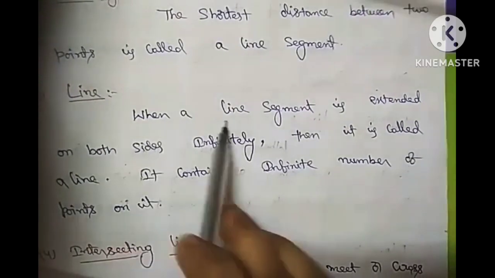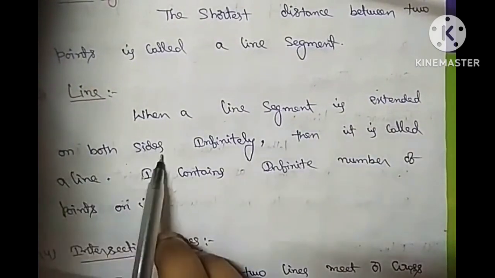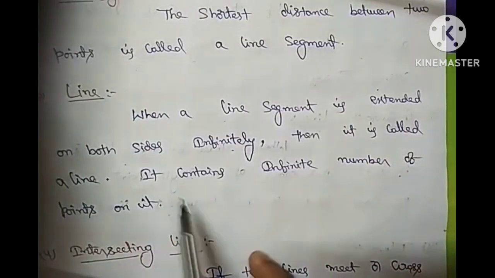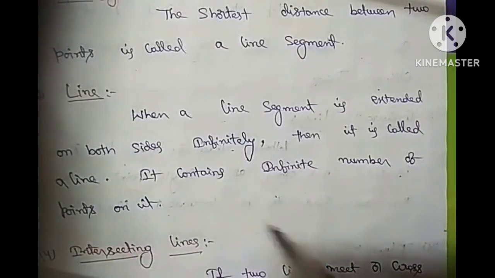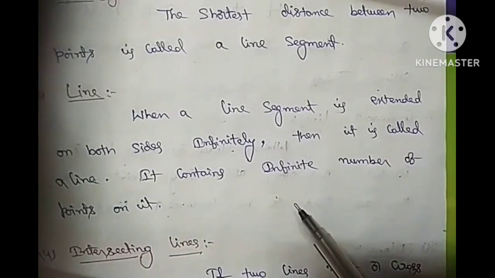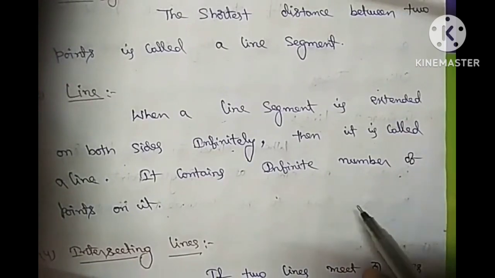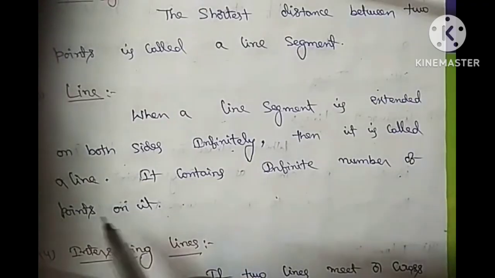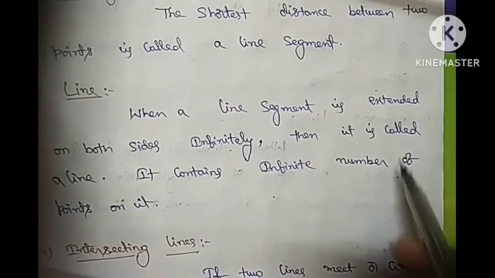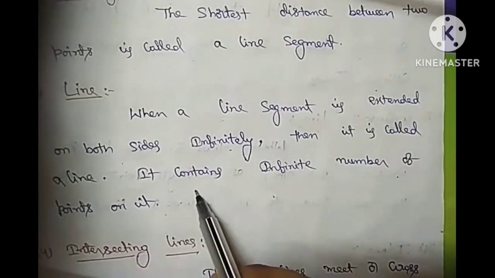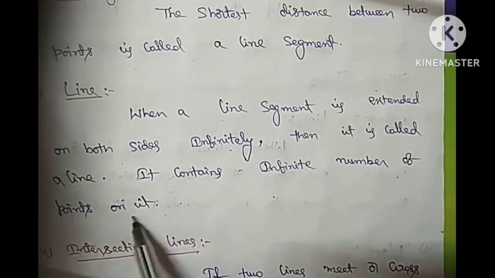See, when a line segment is extended on both sides infinitely: if we have drawn a line segment which has two endpoints, one at each side, and we extend that line segment from both ends, not up to a particular point but up to infinity, whatever we can extend, so there is no ending point, then that is called a line. It contains infinite points on it.